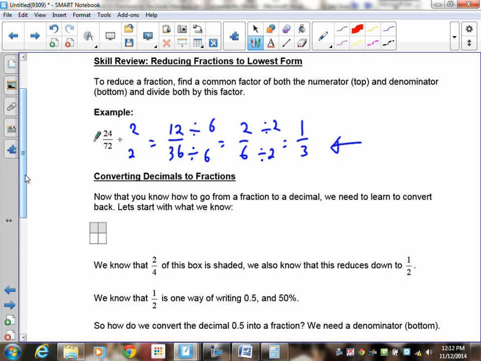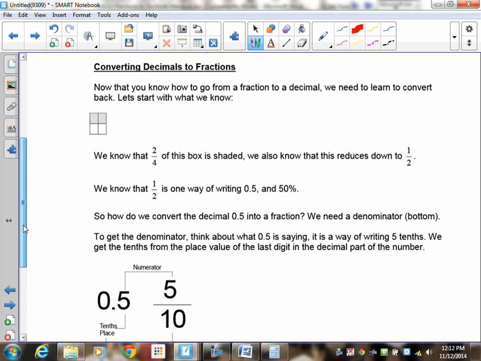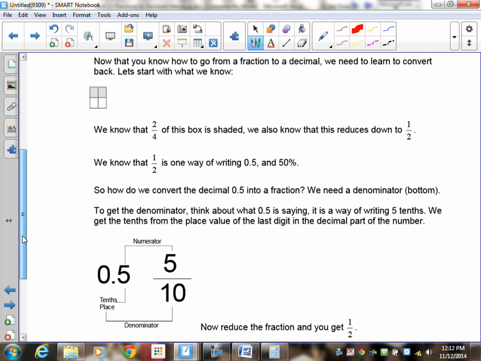Now that you know how to go from a fraction to a decimal, let's go from a decimal to a fraction. Just as a quick review, we know there's 2 out of 4 boxes here. So that means that this is 1/2. And 1/2 is another way of writing 0.5 and 50%. So what we're going to do now is get from this 0.5 to 1/2. So how do we do that?